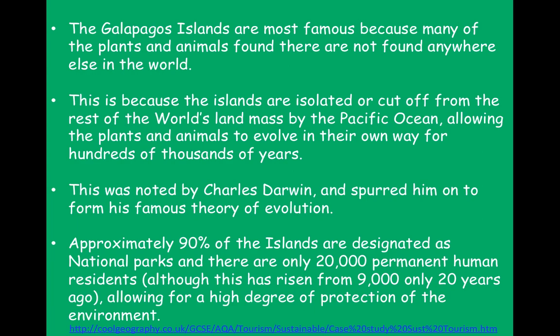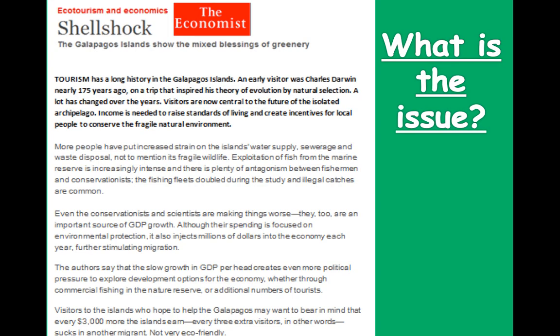So they're very unique. And that's because they're very isolated, and the further isolated away, the more chances for diversification can happen, speciation, and so that allows for the creation of plants and animals, or the evolution of plants and animals that are completely separate from the rest of the world. And that's been happening for hundreds of thousands of years. And again, if you recognize them at all, you probably recognize them because of Charles Darwin. And 90% of them are designated as national parks, although there are approximately 20,000 human residents. And that allows for a great degree of protection of the environment.